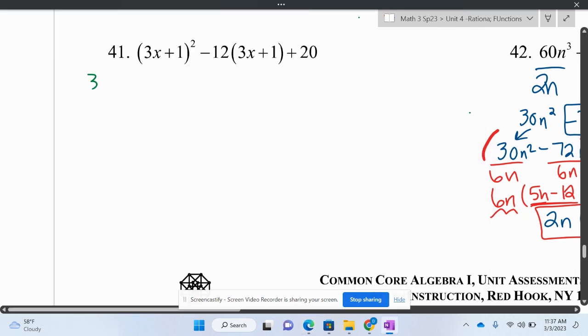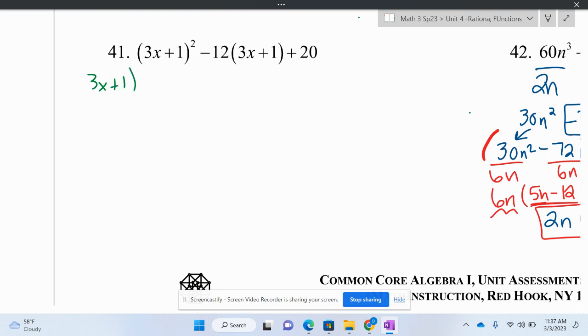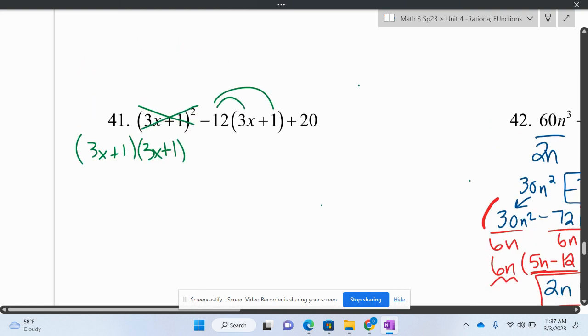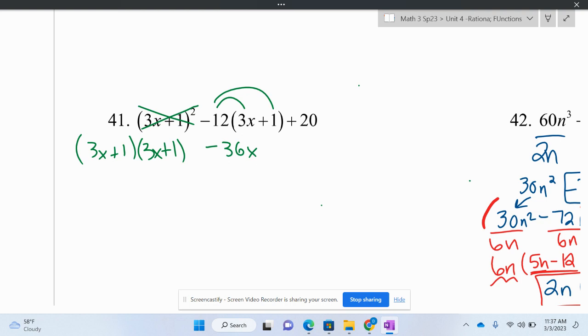But anyway, so 3x plus 1 times 3x plus 1. So that takes care of this term. What does this mean to do? Negative 12. It means to distribute, right? So that we can do like in our brains, right? Negative 12 times 3x is negative 36x. And negative 12 times 1 is negative 12 plus 20. So this is what I have to FOIL.